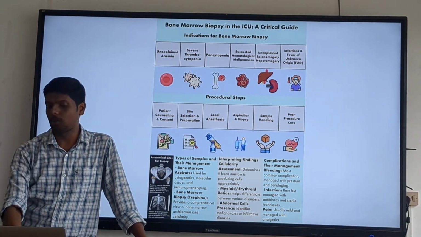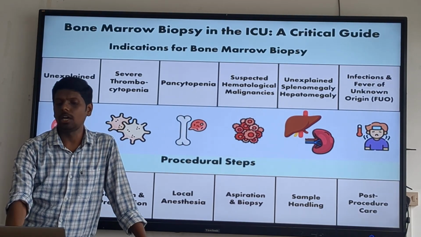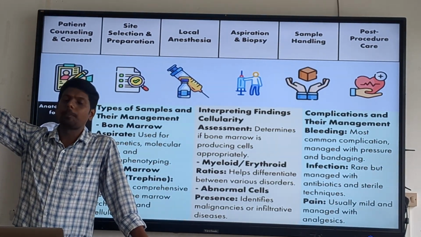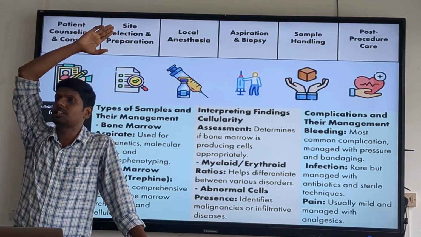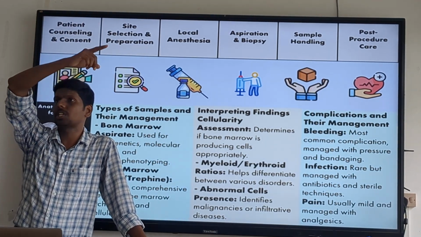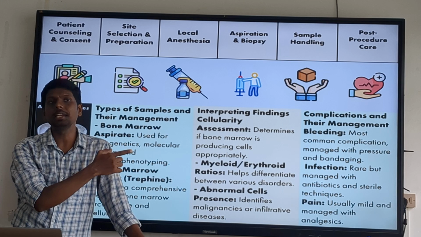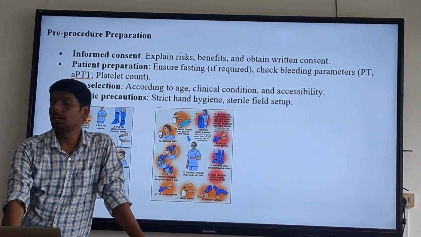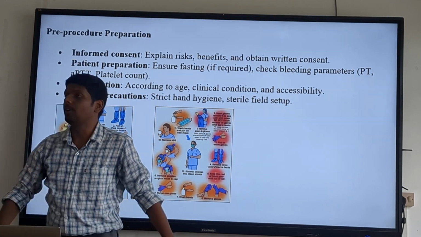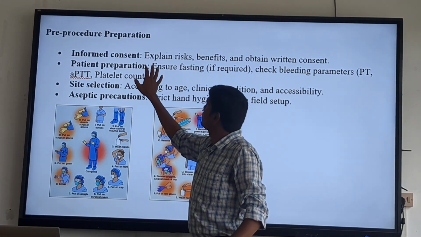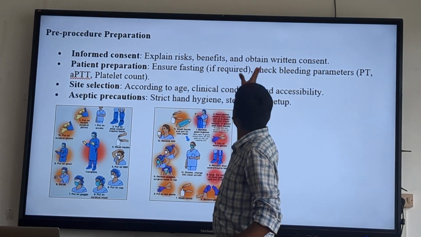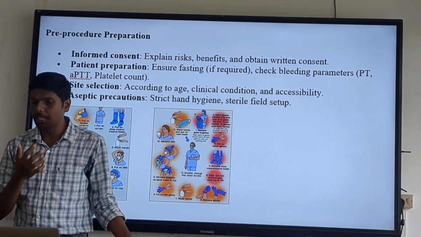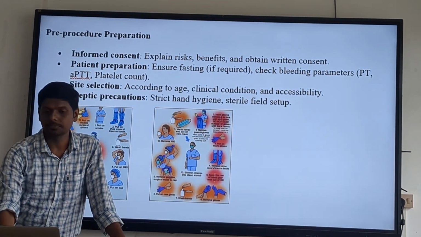Then we discussed the procedure. We saw a quick summary of the procedure, starting from informed consent from the patient, site selection, local anesthesia, then performing the aspiration, then sample handling, and post wound care. So in the pre-procedure preparation, we have informed consent. We need to check the lab reports, including bleeding parameters such as BT, CT, APTT, TT, then site selection.